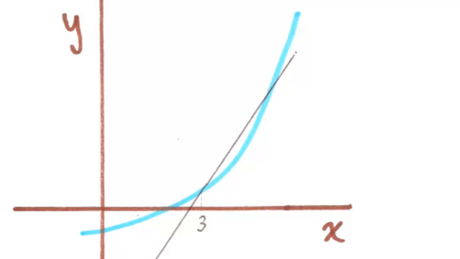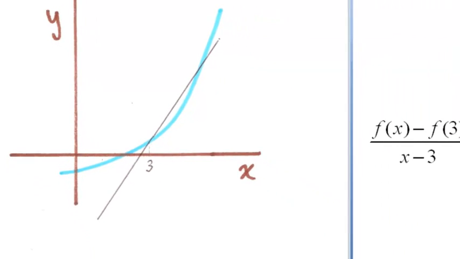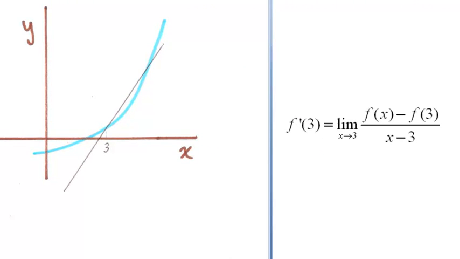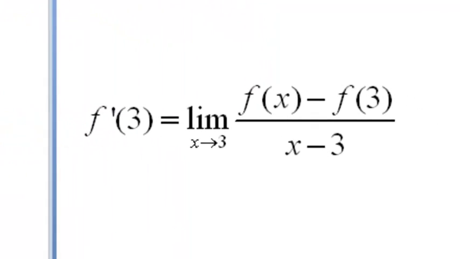Let f of x be an everywhere differentiable function. An example is shown in blue. A straight line is shown in black. We can calculate the slope of the straight line. We use this to introduce the definition of derivative. By taking the limit as x goes to 3, we find f prime of 3.